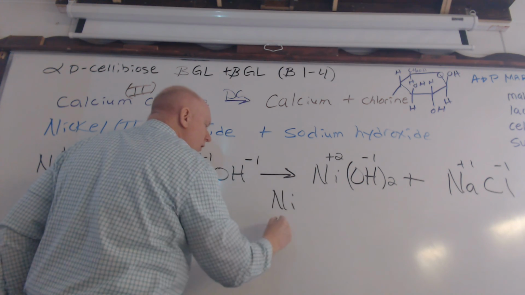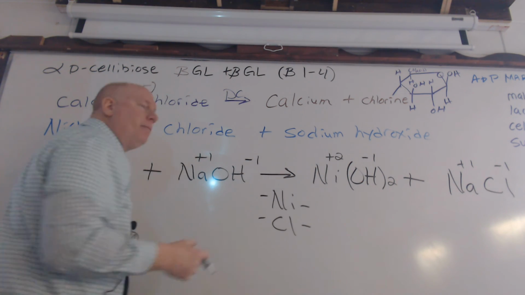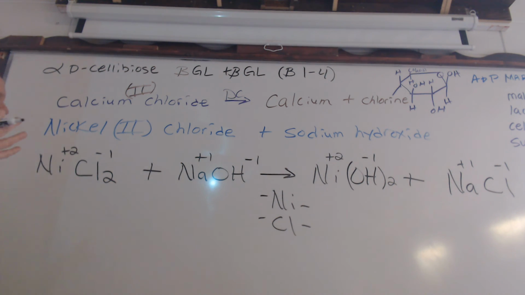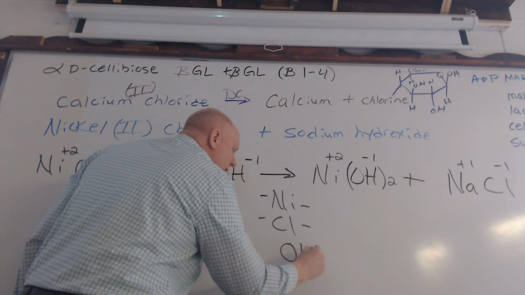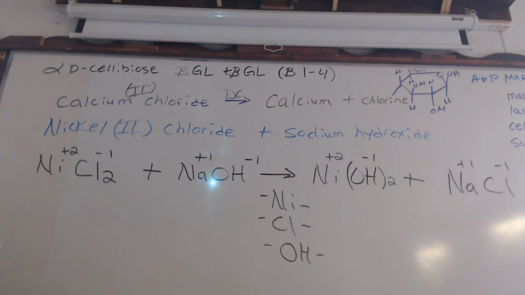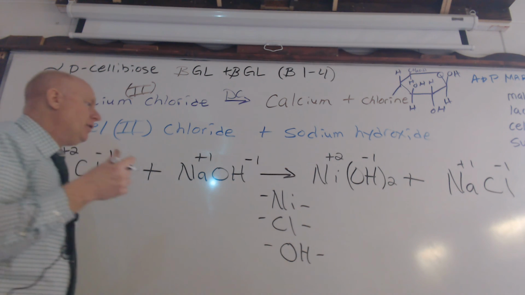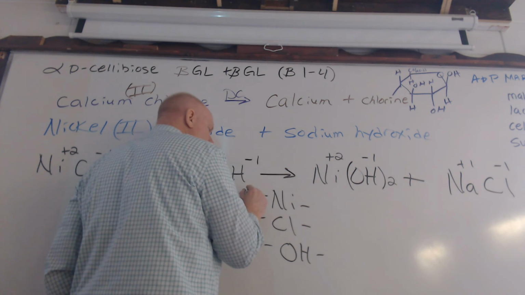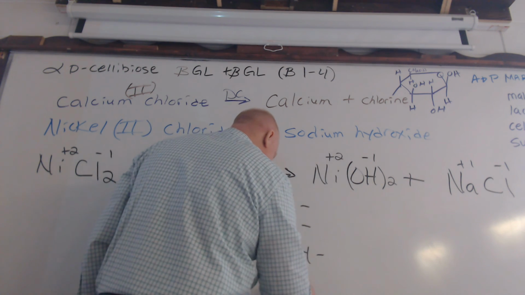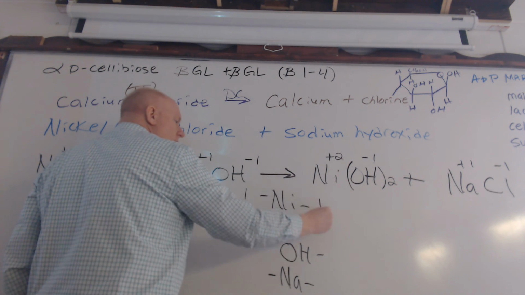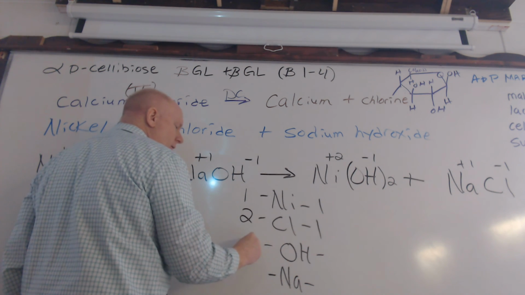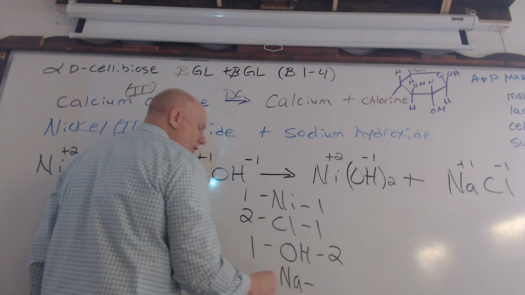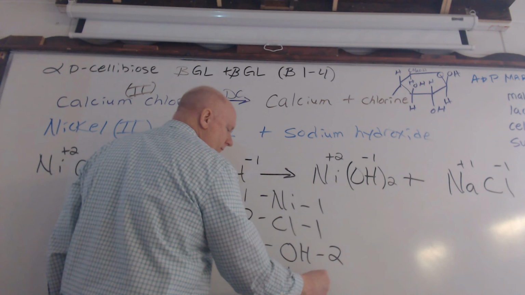Nickel, chloride, hydroxide. Now, to me, the best way to look at this is you have hydroxide on both sides. Keep that together. That doesn't always work, but that's probably the best way to deal with balancing these. So nickel's left 1, nickel's right 1. Chloride's left 2, chloride's right 1. Hydroxide's left 1, hydroxide's right 1. Sodium's left 1, sodium's right 1.